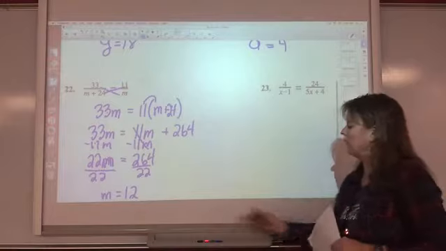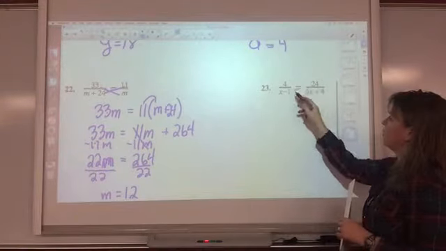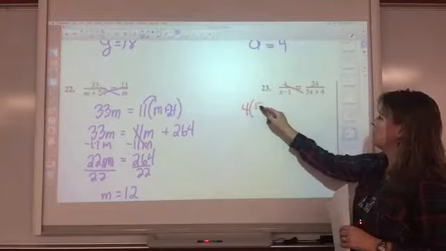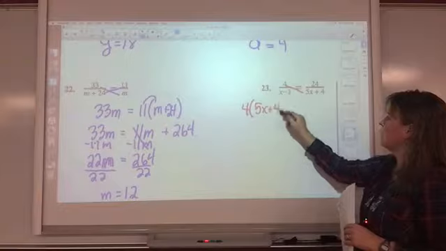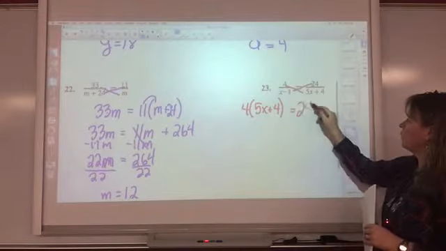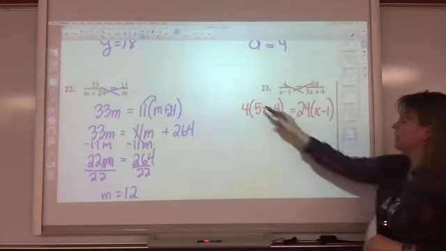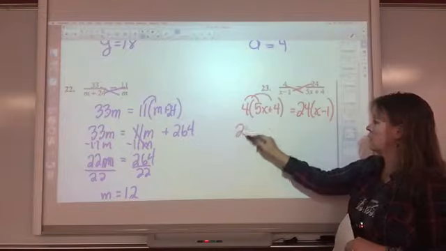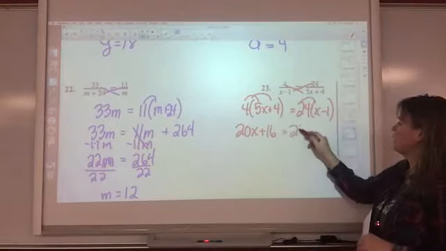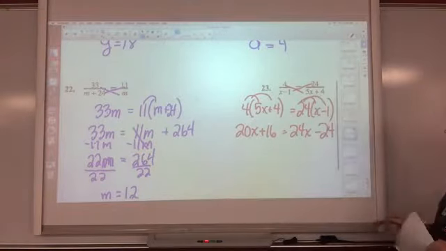Another a little bit more complicated distributive property, because you have an expression in both fractions, both ratios. I'm going to go this way first. You have the option of going the other way first. 4 times x plus 4, and then this way equals 24 times x minus 1. Distribute here 20x plus 16, and distribute here 24x minus 24. Do not lose that negative sign.